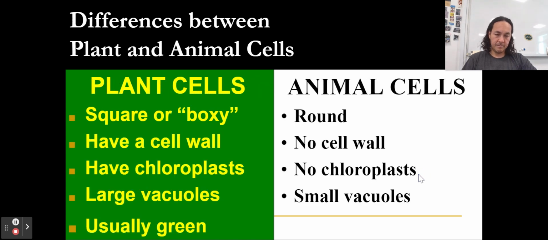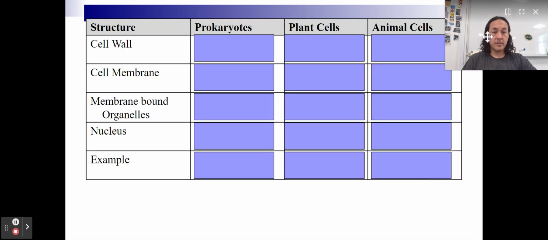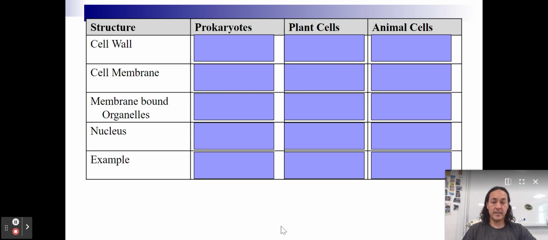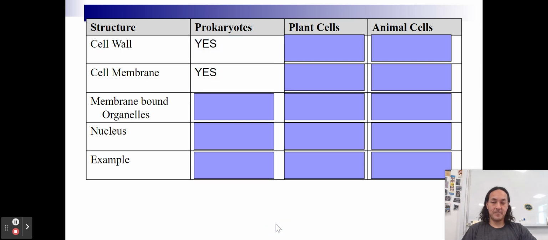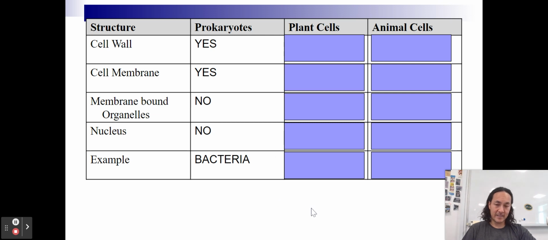All right. Try this chart. So go ahead and pause the video. Let's see if you got it. Bacteria have a cell wall. They have a cell membrane. They do not have membrane-bound organelles. They don't have a nucleus. They do have DNA. It's just in a region called a nucleoid. Example would be bacteria. E. coli would be an example.